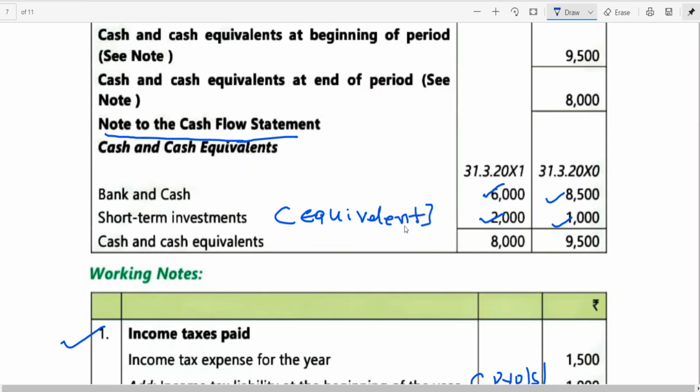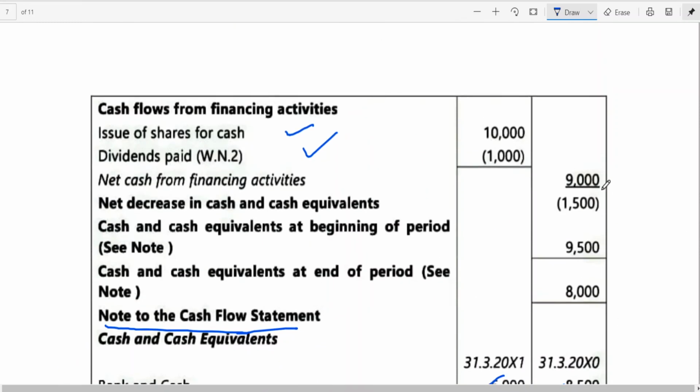So therefore 6,000 plus 2,000 we are getting 8,000 as cash and cash equivalents. So I think we are getting negative value, no? To this, if you add cash and cash equivalent 9,500, this is what I started today's discussion stating, that 9,500 is the cash at the beginning, but it has come back to 8,000 because outflows are more than inflows out of all the three activities.